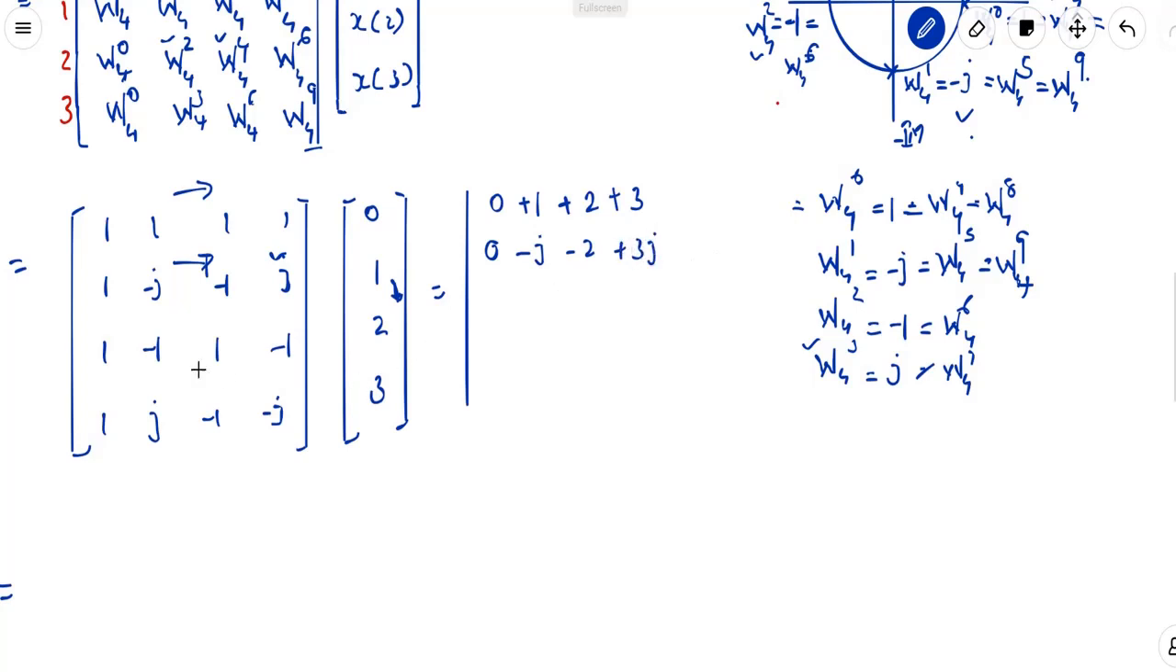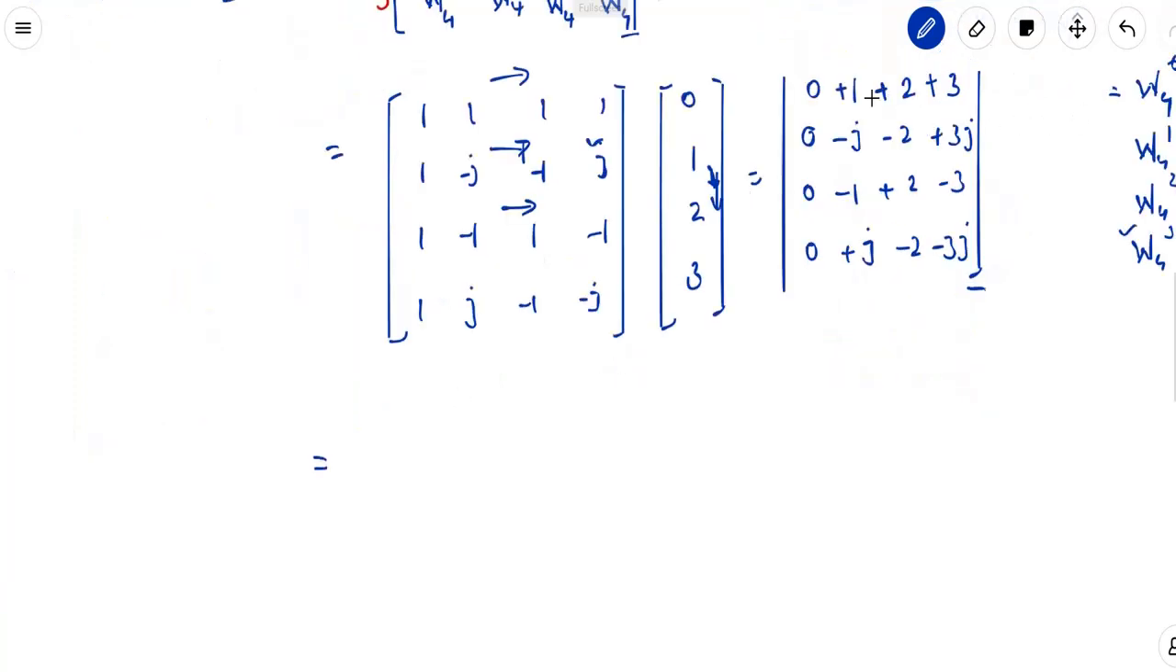Okay, so we'll go for the third row, same column. 1 into 0 is 0, minus 1 into 1 is minus 1, 1 into 2 is plus 2, minus 1 into 3 becomes minus 3. Again, 0 into 1 is 0, 1 into j is plus j, minus 1 into 2 becomes minus 2. Again, the last value, minus j into 3, becomes minus 3j.